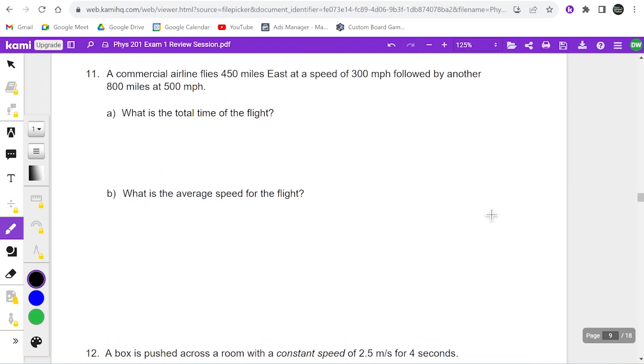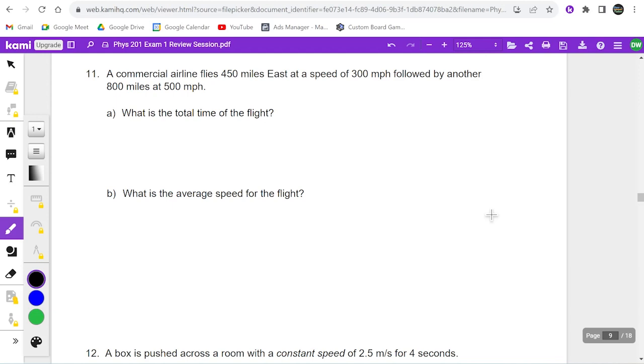A commercial airline flies 450 miles east at a speed of 300 miles per hour, followed by another 800 miles at 500 miles per hour. Part A, what is the total time of flight? I'm curious, does anyone think, just say yes or no. If you say no, you don't have to say anything. But just say yes if you think you could do this right now without any help. I'm curious.